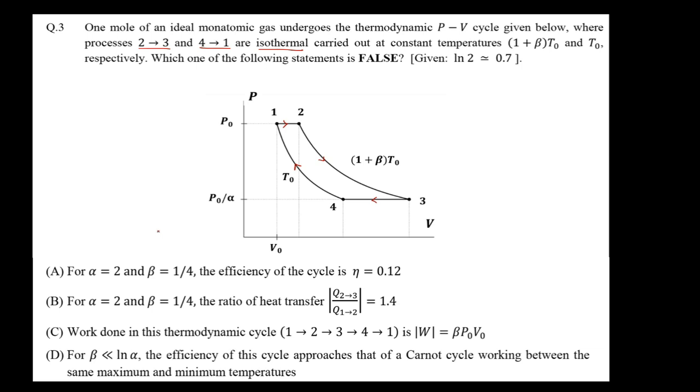So what I'm doing is I'm also going to solve this question in general first of all. What we require is the efficiency of the cycle, according to the first option. For the efficiency of the cycle, we must know the total work done in the cycle, and at the same time the heat absorbed by the gas in the cycle. It's not heat rejected. Remember, for efficiency it should be heat absorbed.